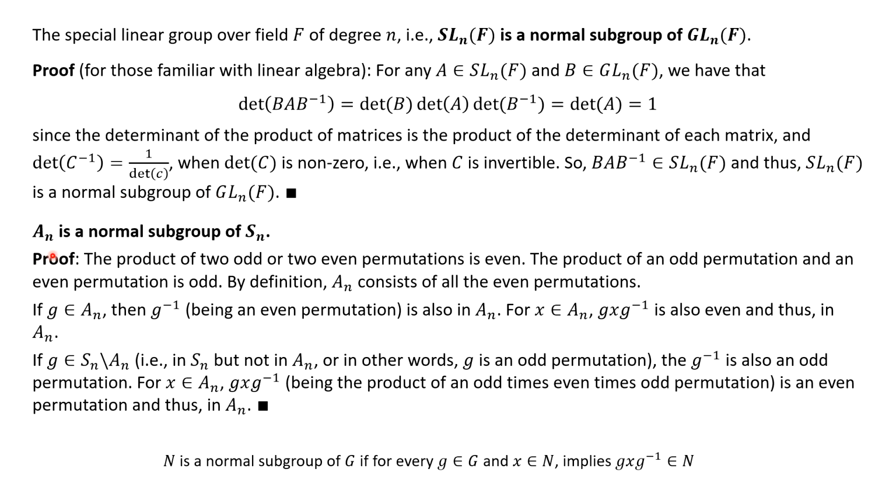Then we have a second example: An, the alternating group of permutations, is a normal subgroup of the symmetric group of permutations. And again, this was something I went over in the first lesson in this playlist. So the product of two odd or two even permutations is even. That's because a permutation can be written in terms of transpositions, just the 2-cycles. If you have an even number of 2-cycles, then you're an even permutation. If you have an odd number, you're an odd permutation.